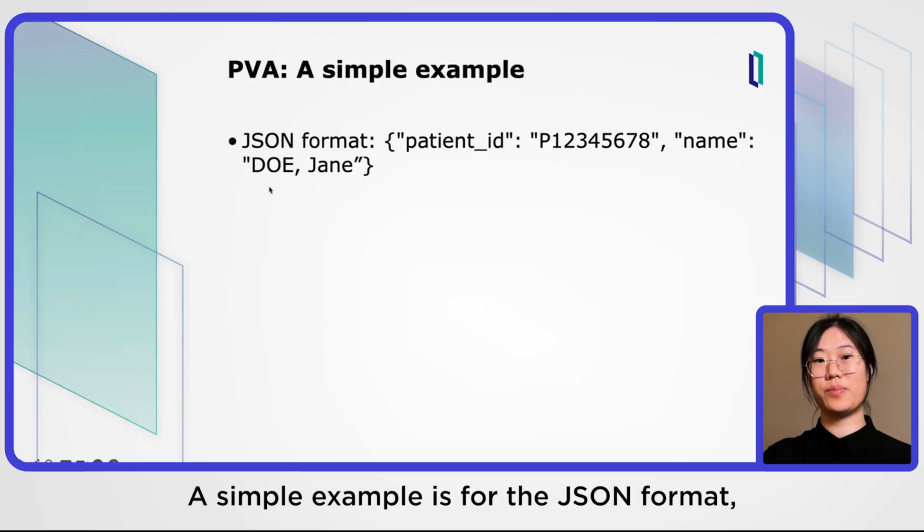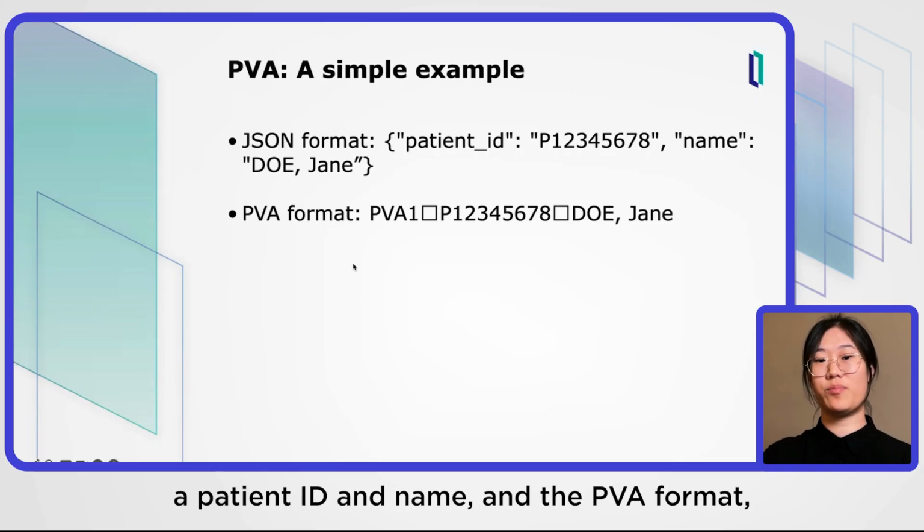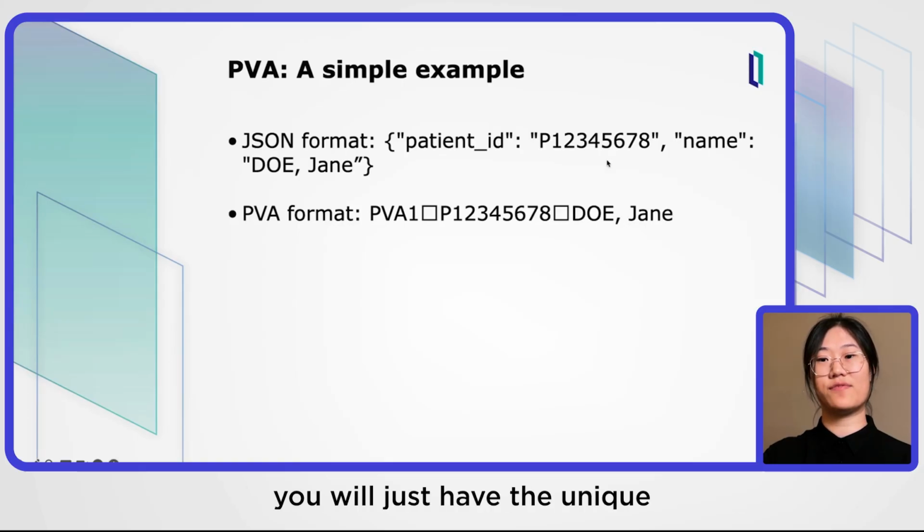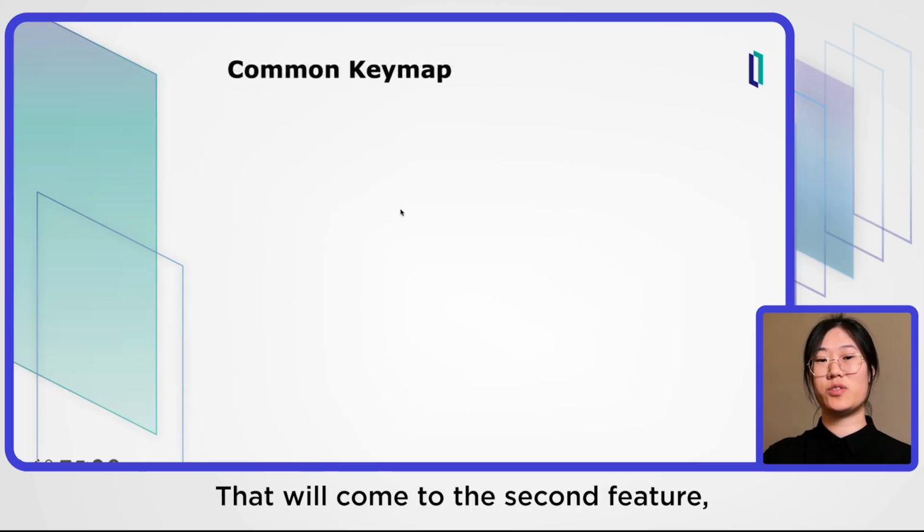A simple example is for the JSON format, a patient ID and name, and in the PVA format, you will just have the unique contents of this record. So where would the keys be? That will come to the second feature, that's the common key map.